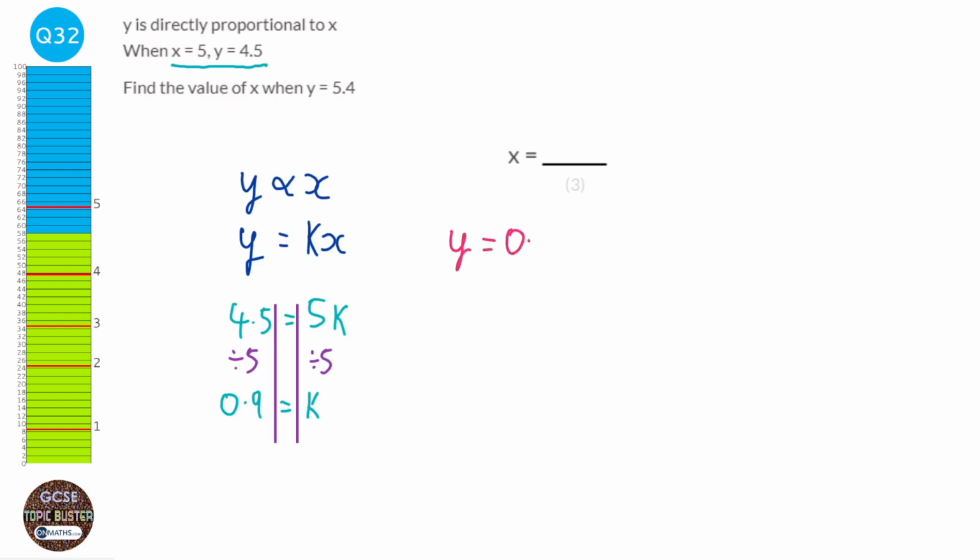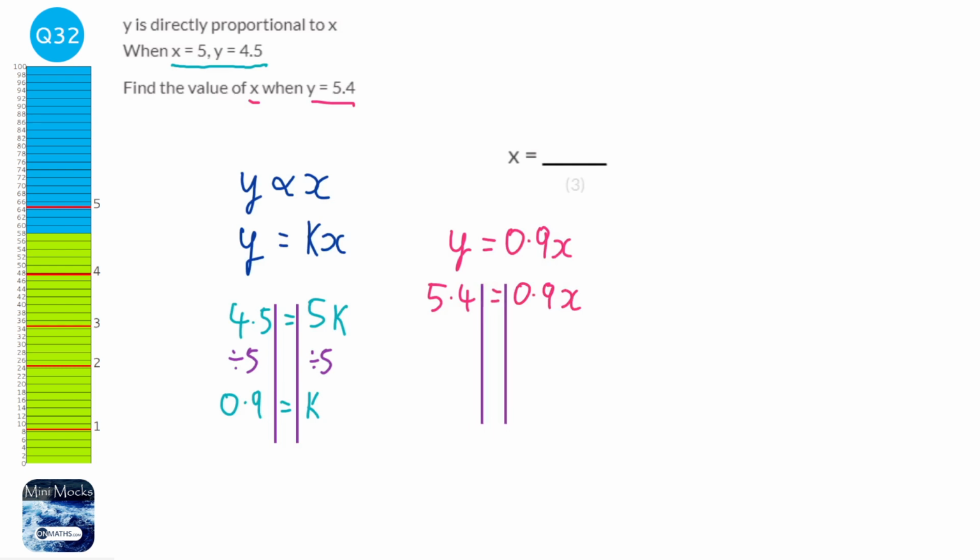So I go back to the equation, and instead of y equals kx, I know that y equals 0.9x. Now k is a constant, which means it will never change, so it's always going to be 0.9. So to find the value of x when y is 5.4, I'm just going to replace y with 5.4, and just a matter of solving again. So get my lines in, and what I'm going to do is just divide both sides by the 0.9 to find out what x is. And when I do that, I find that x is 6.